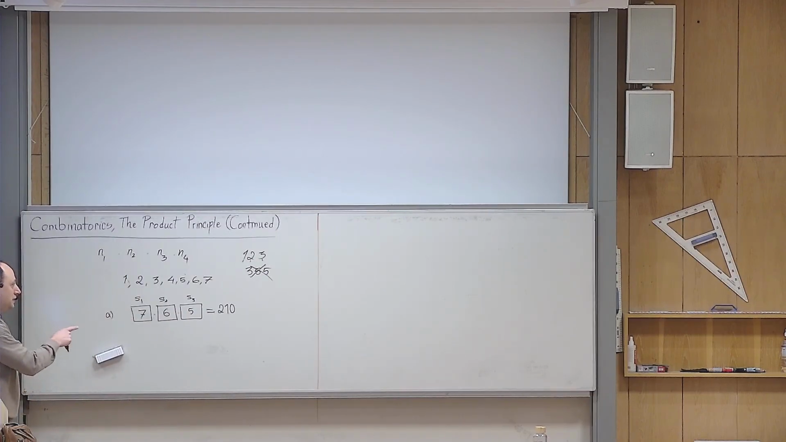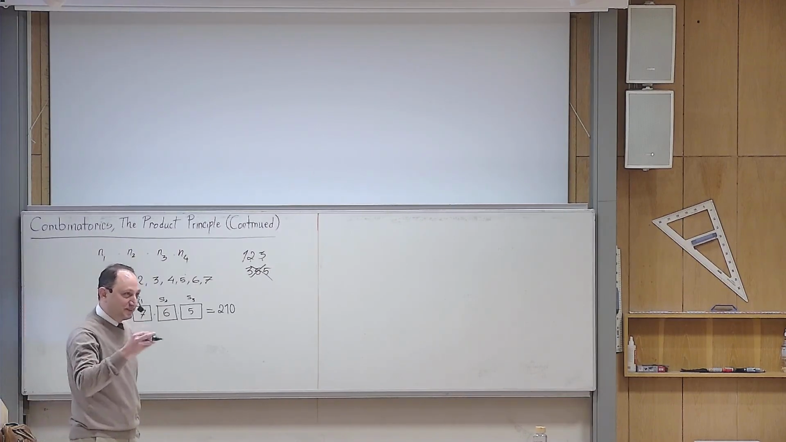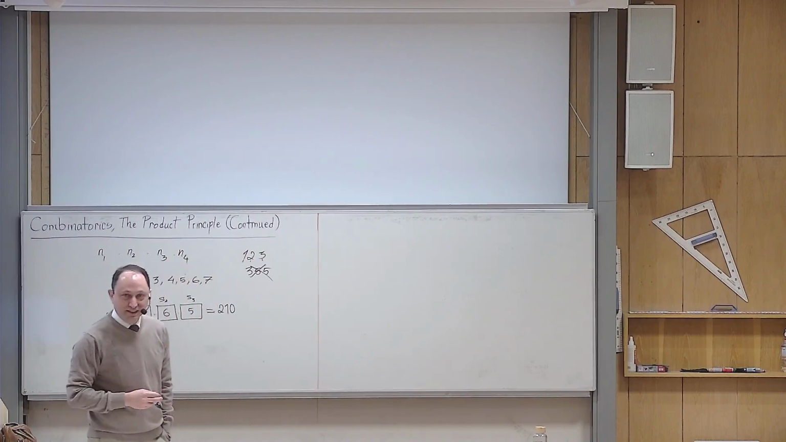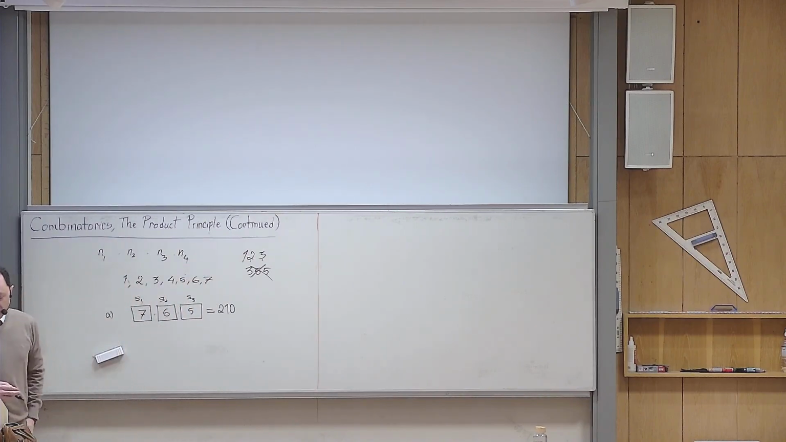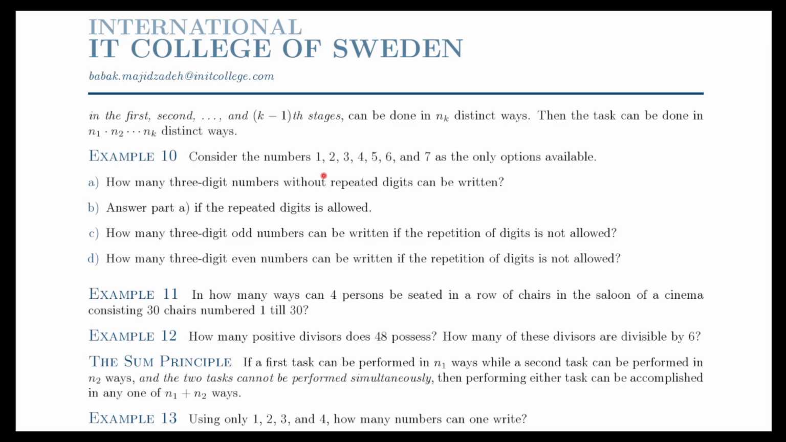But I hope that you agree, even though this question was very simple to formulate, it was not that trivial that there are 210. So if you don't believe it, you have to start writing them down, yes? Okay, now let us go to the second part. Answer part A, if repeating digits is allowed. But that is, again, very simple.